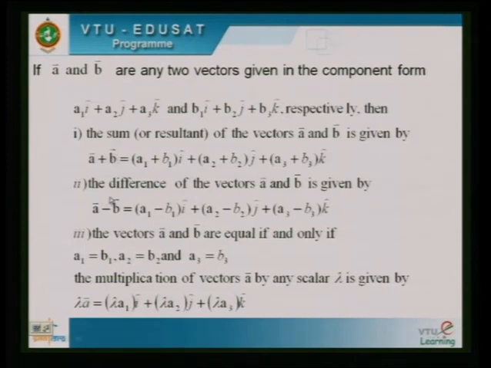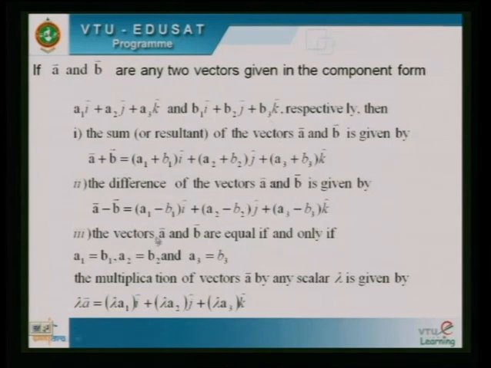In a similar way, the difference of the vectors A and B. Now we have added two vectors, and we want to find the difference of two vectors. How do you find the difference? A minus B is equal to (A1 minus B1) into i. Is it clear? A1 is known, B1 is known, so you can find the difference of these numbers. A2 is known, B2 is known, you can find the difference of these numbers into j, plus (A3 minus B3) into k.